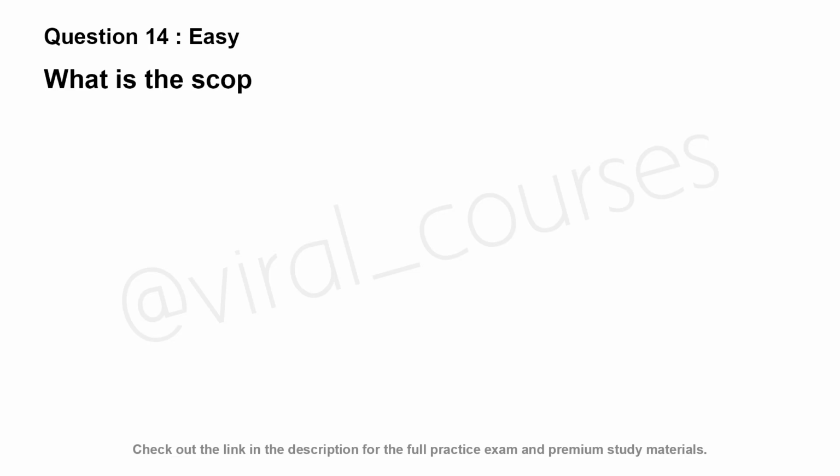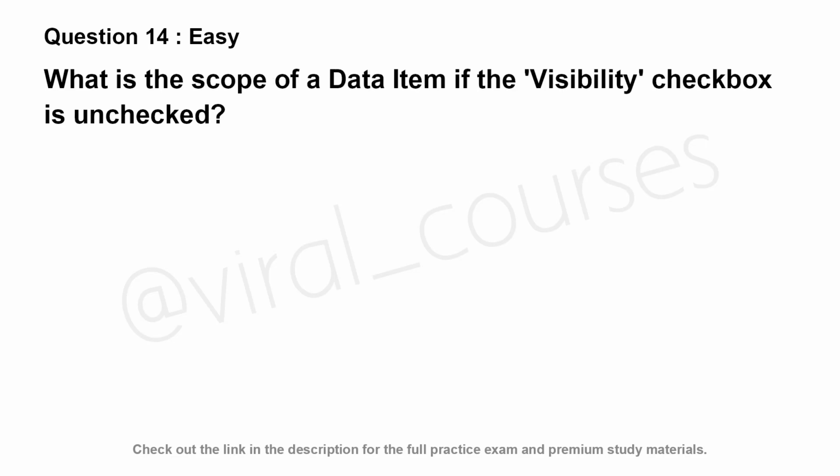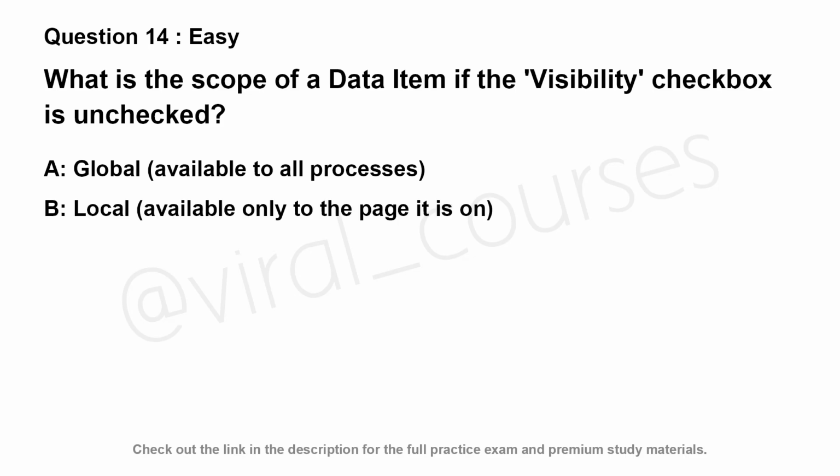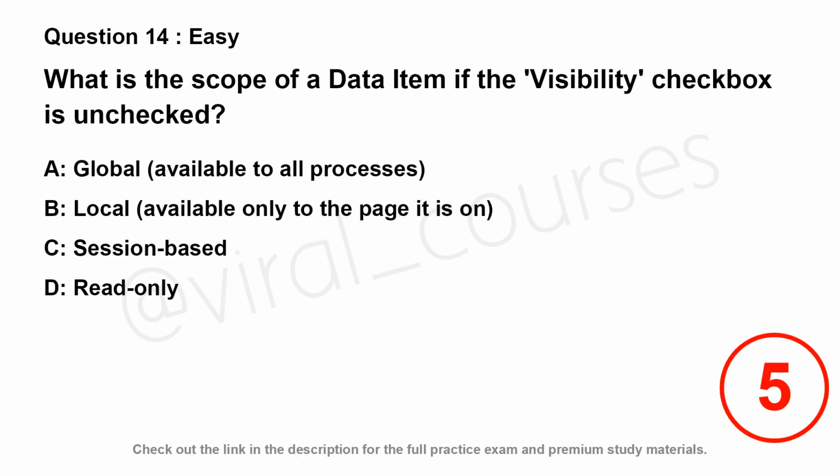What is the scope of a data item if the visibility checkbox is unchecked? Option A. Global. Available to all processes. Option B. Local. Available only to the page it is on. Option C. Session-based. Option D. Read-only.